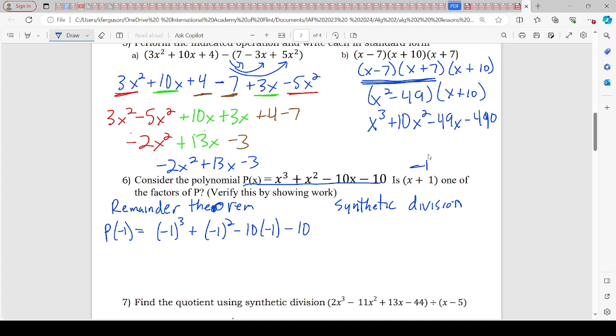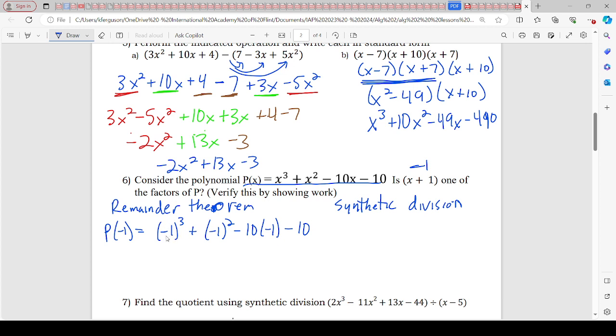It's like saying 40. Is 9 a factor of 40? No, because 9 won't go in there evenly. But is 8 a factor of 40? Yes, because 8 goes into 40 5 times. So is x plus 1 a factor? You can either divide x plus 1 into this and see if I get a remainder, or I can use the remainder theorem, which means I need to get 0.